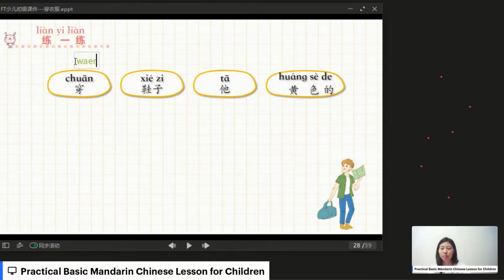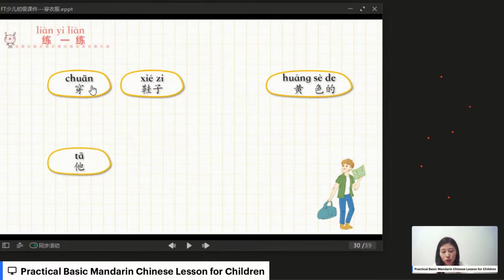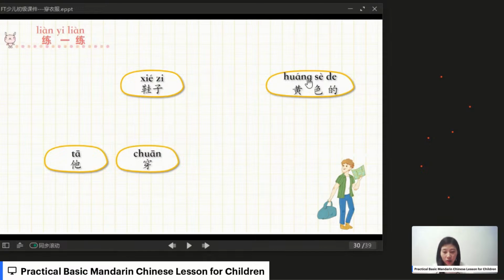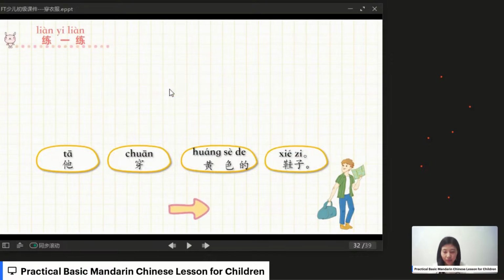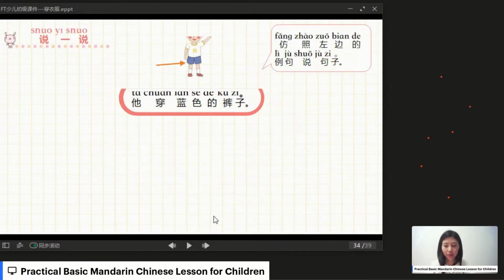So 穿 is the same, wear. 鞋子 is shoes. 他 is the subject, he. 黄色的 would be yellow. So the sentence we can make is he's wearing yellow shoes. Of course the first word would be 他, then 穿. The yellow is 黄色的鞋子. 他穿黄色的鞋子.